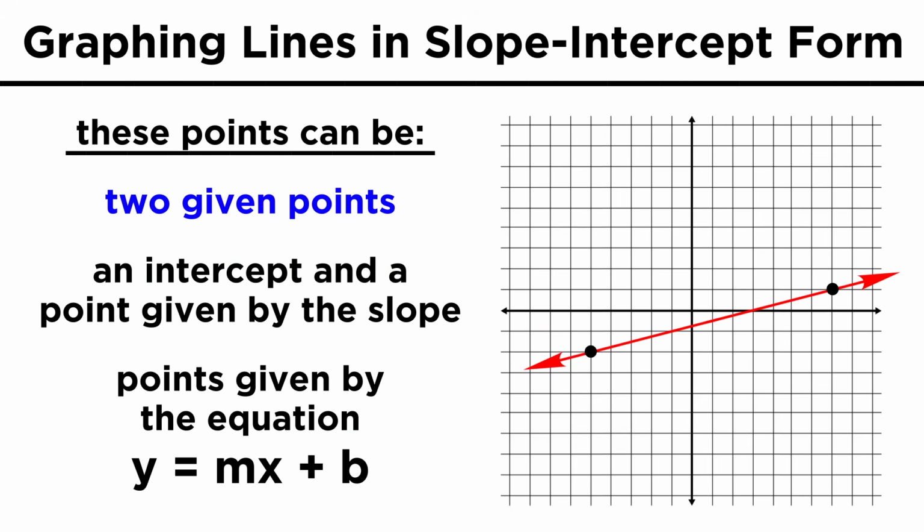The 2 points can be ones that were given. They could be an intercept and another point given by applying the slope in either direction, or if we just have the equation, we could plug in any value for x to get the corresponding y value, and therefore an ordered pair representing a point on the line, and then do the same thing for another x value to get another point. Whatever we need to do to get 2 points will be enough to draw the line that represents the linear equation. If that's all clear, let's check comprehension.